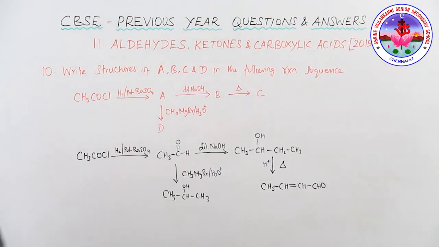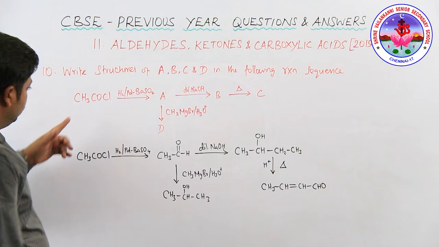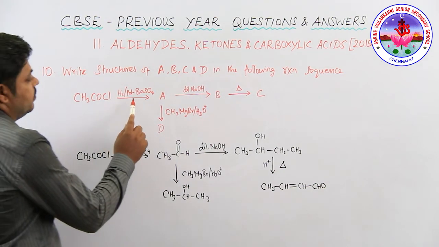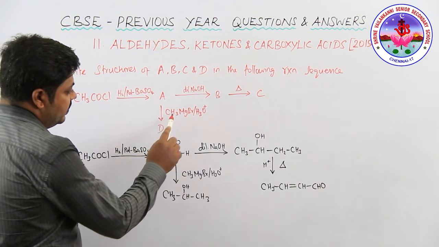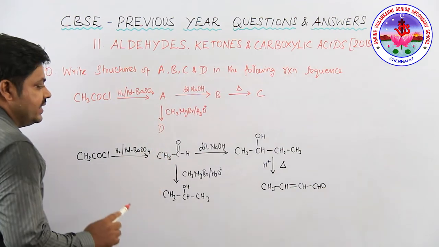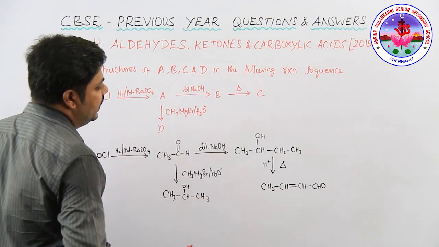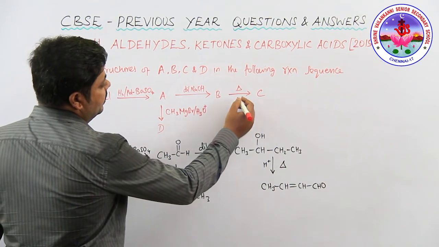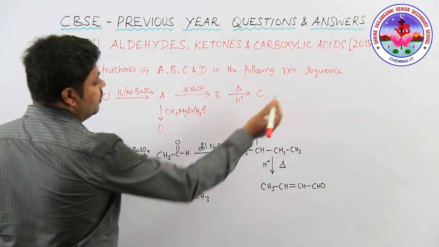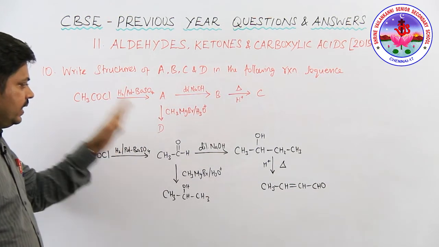So look at this question. This is also one of the compound identification type questions. Write the structures of A, B, C and D in the following reaction sequence. The acetyl chloride reacts with hydrogen and palladium on barium sulfate to give A. This A reacts with the Grignard reagent in the presence of acid to give D, and this A reacts with dilute sodium hydroxide solution to give B. This B on heating in the presence of acid gives C. So you have to find what A, B, C, D are.